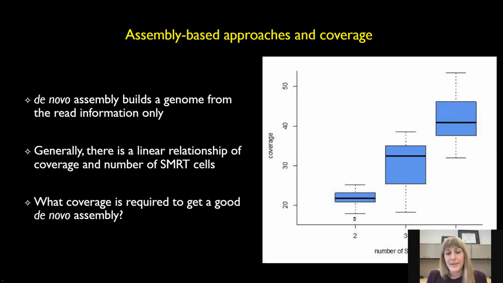Now, generally, from the data that we have, we can see there is a linear relationship between the coverage that you have and the number of SMRT cells that you sequence the individual on. Generally speaking, a 2 SMRT cell genome is about 20x, a 3 SMRT cell genome is about 30x, and a 4 SMRT cell genome is about 40x. We had all this information and we wondered, what is the actual coverage we need to get a good de novo assembly?